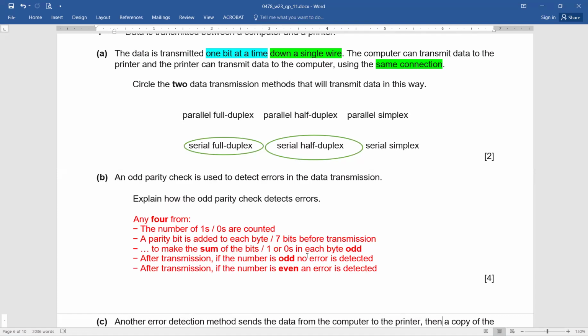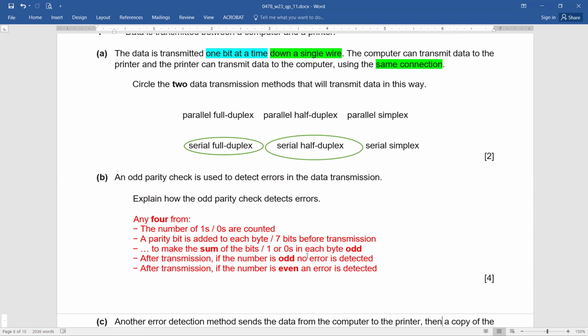Whether it's odd parity or even parity, what we do is count the number of ones. Or in other words, the number of zeros also, but normally we say the number of ones are counted. A parity bit is added to the byte, or if you remember, it's 7 bits before transmission. The number of ones in each byte should be an odd value. After transmission, if the number is odd, no error is detected. But if the number is even, then an error has been detected and the data was not transmitted accurately.